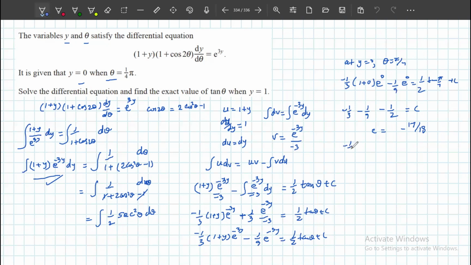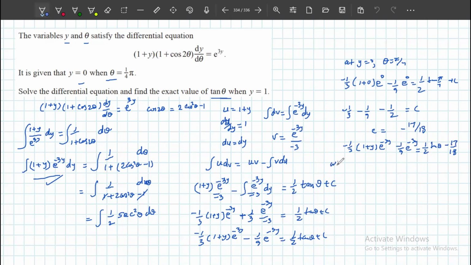So replace back in the above equation. So it is minus 1 over 3, 1 plus y, e power minus 3y, minus 1 over 9 e power minus 3y is equal to 1 over 2 tan theta. The value of c is minus 17 over 18. And next, solve this differential equation to find the exact value of tan theta. So when y is equal to 1, we will check at y is equal to 1.